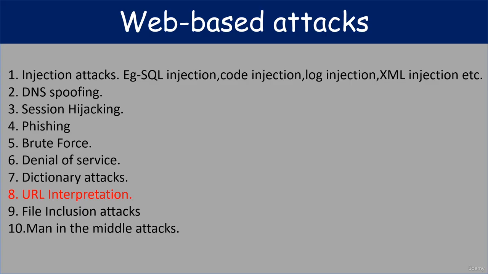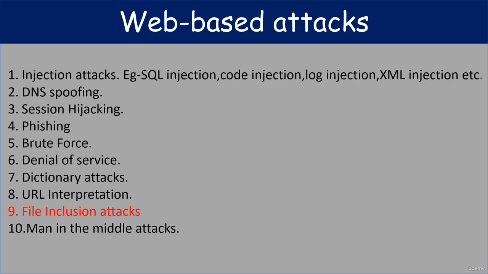And then we have file inclusion attack. So what is a file inclusion attack? It is a type of attack that allows an attacker to access unauthorized or essential files available on a web server, or to execute malicious files on a web server by making use of the including functionality.